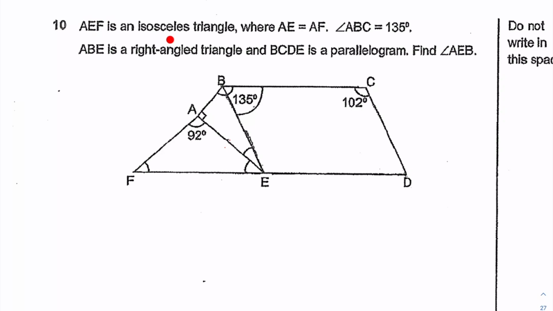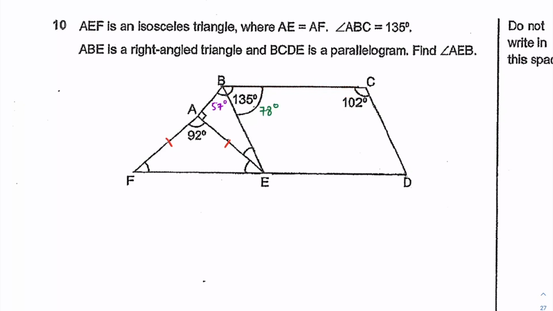So AEF is an isosceles triangle. Let's reflect that, where AE is equal to AF. So we've got 135 here. All right, fine. We've got 102 here. This is a parallelogram. Oh, by the way, 135 here is this part here, yeah? It's not this angle here. It's this angle here. But we know for sure what is this angle because this is a parallelogram. They add up to 180.